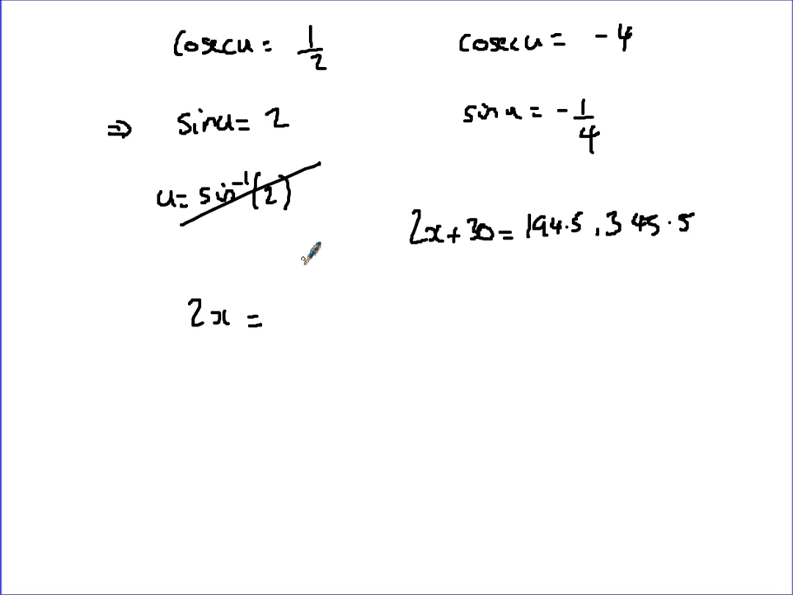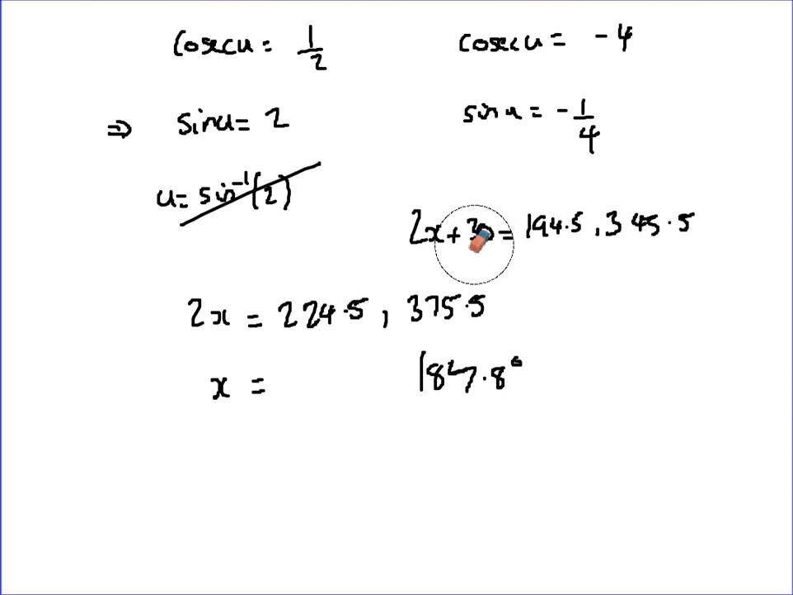So adding 30 will then give me 224.5, and adding 30 to the other will then give me 375.5. We're then going to divide it by 2. So divide both by 2. Now I've got the second one in my calculator already, so I'll just put that in first. And we want again this to the nearest one decimal place. So it's 187.8. Now I've made a mistake here.